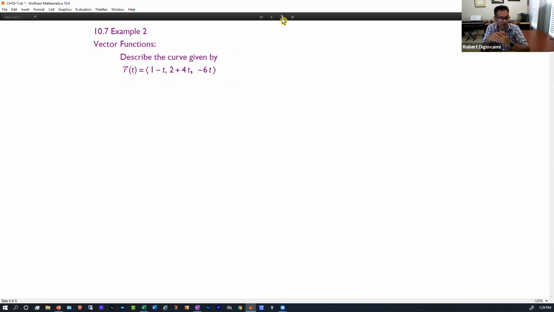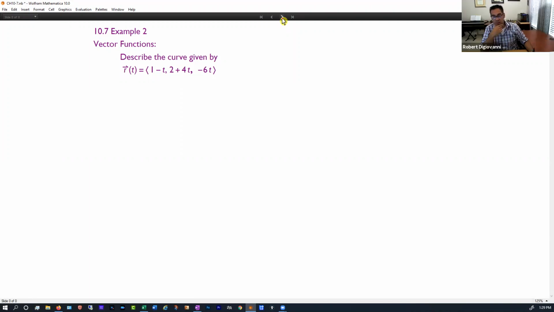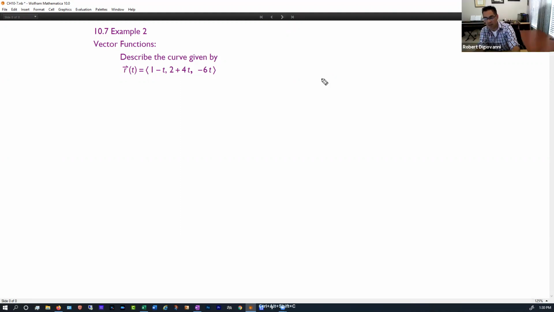Can anyone just look at that vector function and right away be able to tell me generally what this looks like? Can I say it out loud? Sure. Looks like the equation of a line. It is. That is exactly the equation of a line. Thank you, Daniel.